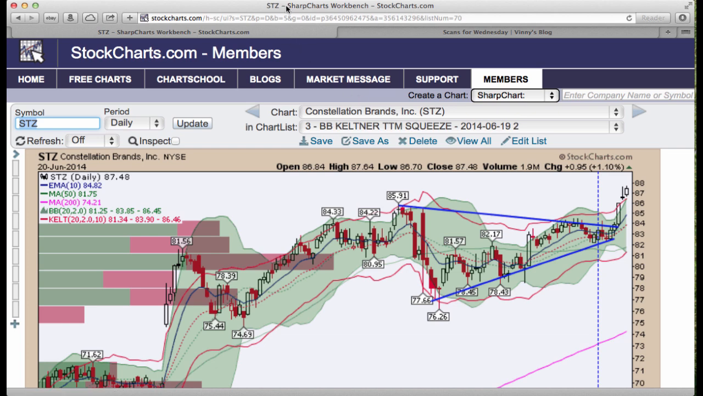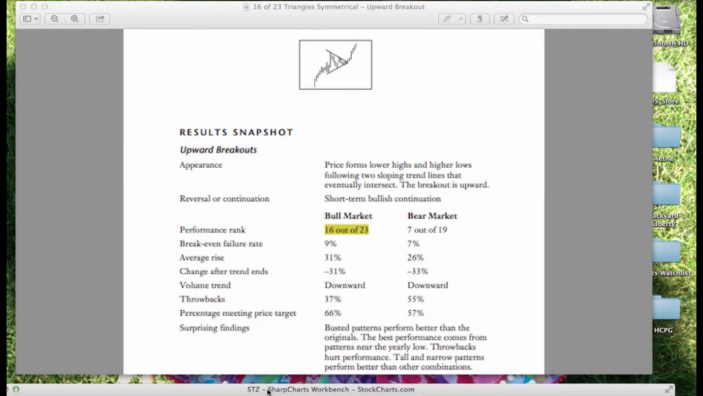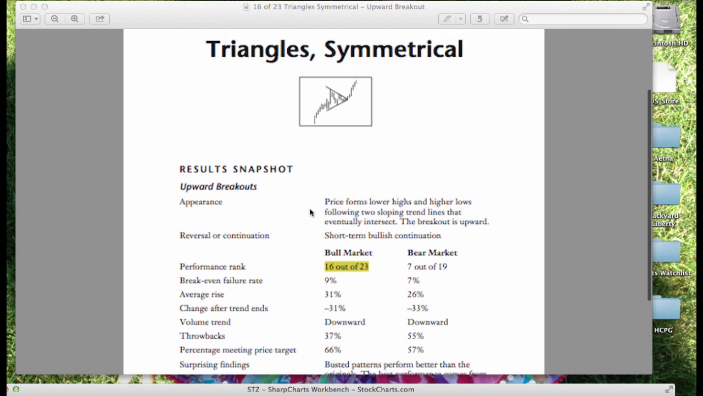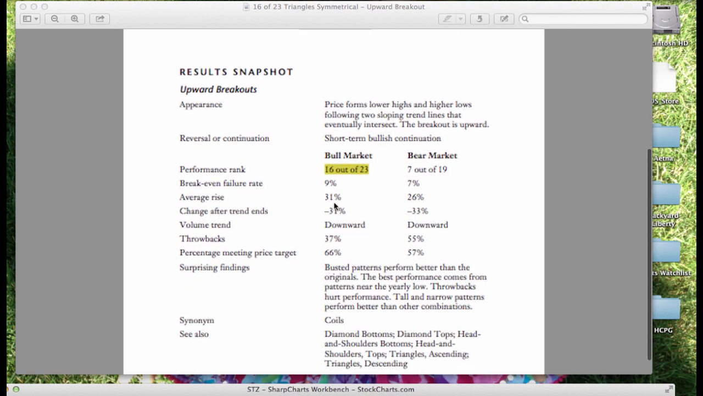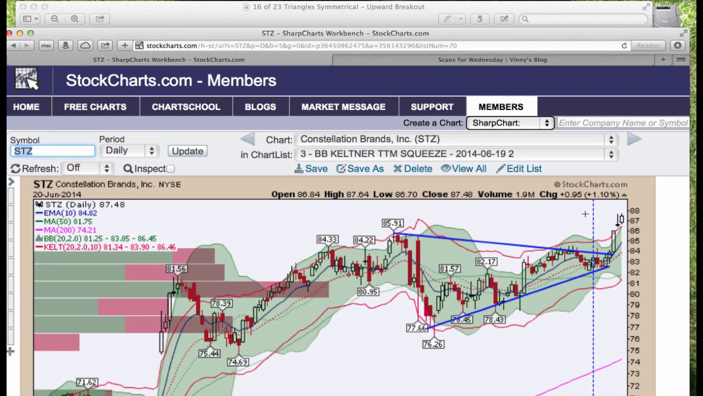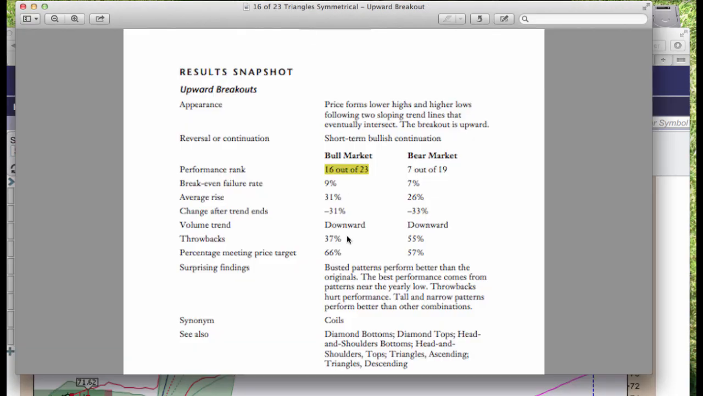Now, as far as patterns are concerned, we look at Bulkowski's Encyclopedia of Chart Patterns. Triangles rank 16 out of 23 patterns studied for rate of success. The number 1 pattern is a high tight flag, which we also have a scan for. Note the statistics here. The average rise after the breakout is 31%. So you could look at that with that particular chart that we were just talking about, taking a 31% increase from here and getting an idea, on an average basis, of what to look for.